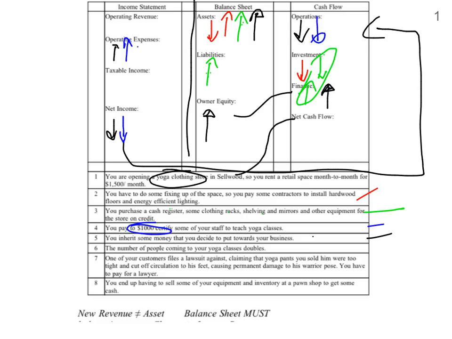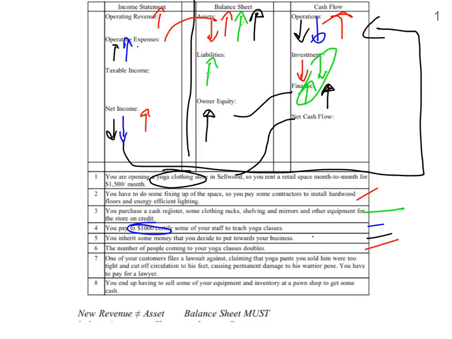Number 6 will switch to red again. The number of people coming to your yoga class doubles. The implication is that your revenue is going up, your net income goes up, and your cash from operations also goes up. We don't have it quite flow over to the balance sheet yet, so hold off on that. We're trying to keep things nice and simple. It's just one of our operating rules.